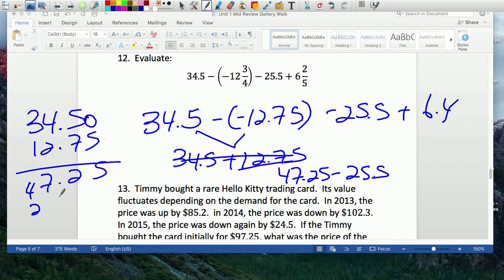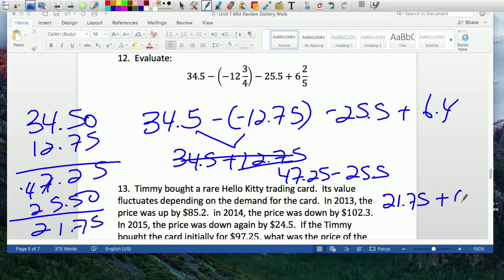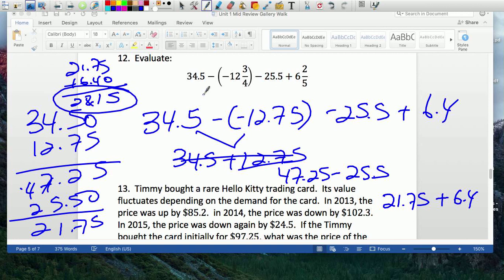You get 5, 12 minus 7 is 5, 7. 6 minus 5 is 1, and 4 minus 2 is 2. You get 21.75, which we're going to add to the final one, which is 6.4. We have 5, 11, 8, so 28.15. That's our final answer.